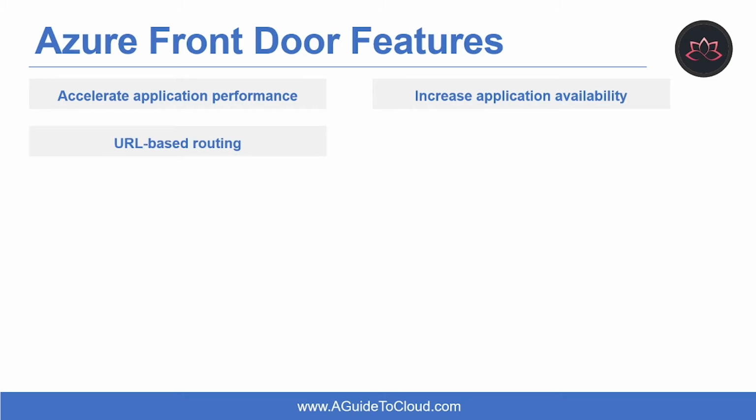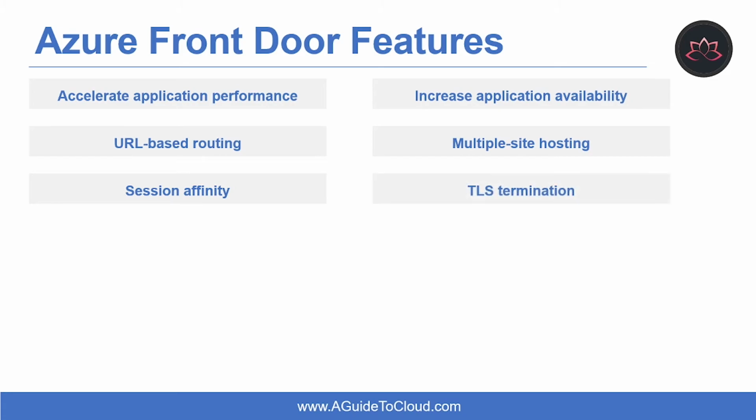Another feature is URL-based routing. URL path-based routing allows you to route traffic to a backend pool based on URL paths of the request. The next one is multi-site hosting. Multiple site hosting enables you to configure more than one website on the same Front Door configuration. Another one is session affinity. The cookie-based session affinity feature is useful when you want to keep a user session on the same application backend.